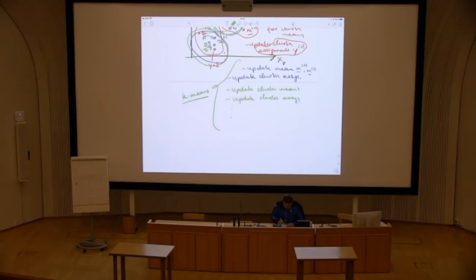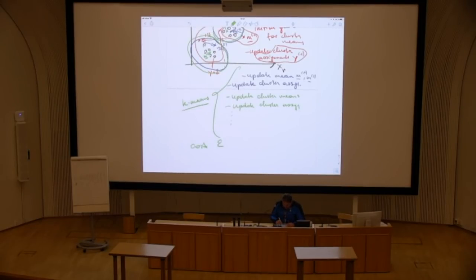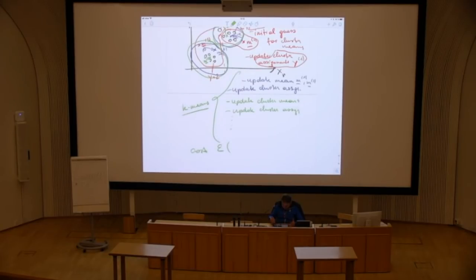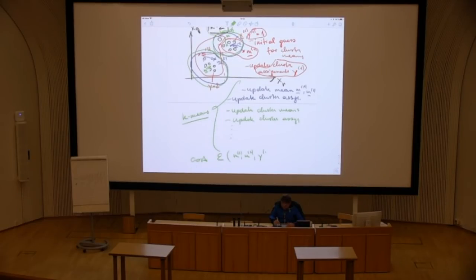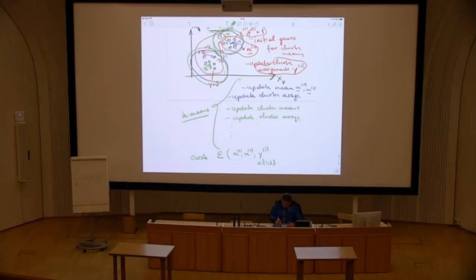So we can define a cost underlying k-means, which depends on a clustering. A clustering is characterized by the mean vectors and by the cluster assignments. So for the ith data point, we have a cluster assignment, which is either 1 or 2, depending on whether the ith data point belongs to cluster 1 or cluster 2. And for each such choice, this defines one particular clustering.